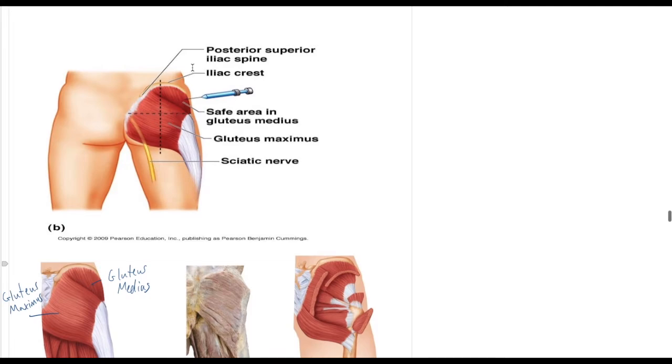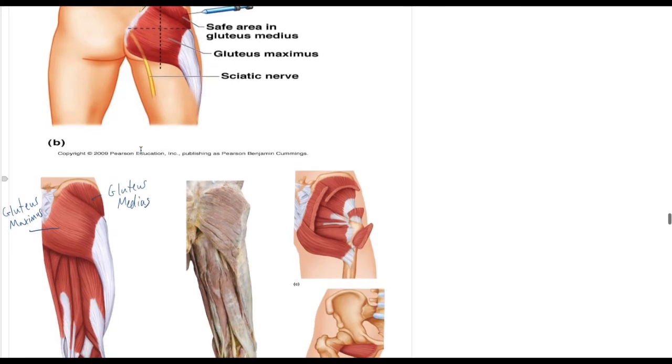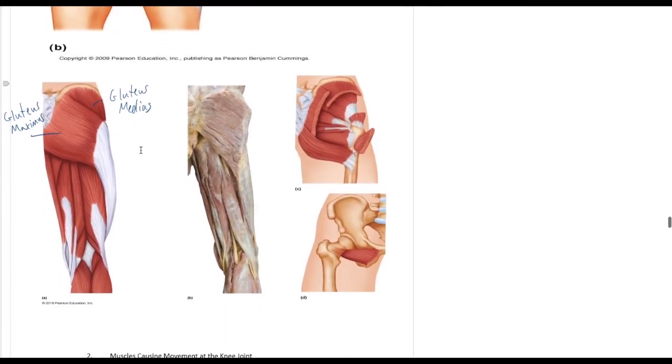So here we have our posterior iliac crest right here. We have our gluteus medius here. We have our gluteus maximus here, and our sciatic nerve right here. So if you ever have a very, very tight gluteus maximus or gluteal muscles, you might have pressure on that sciatic nerve to cause some numbing into the legs. And then our gluteus maximus here, and our gluteus medius here.